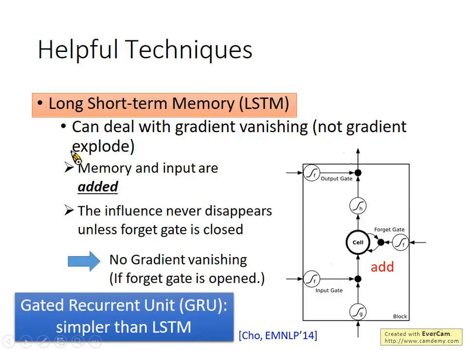So how can we solve this problem? There are some helpful technologies. One technology is the LSTM. LSTM can deal with the gradient vanishing problem. The main reason is that there is a design called the forget gate.